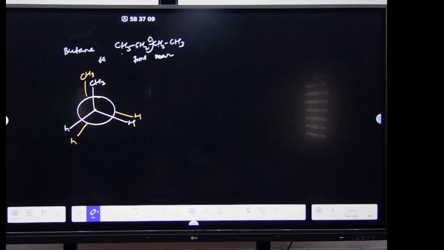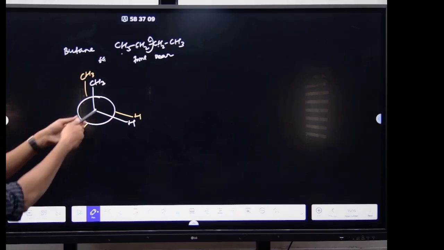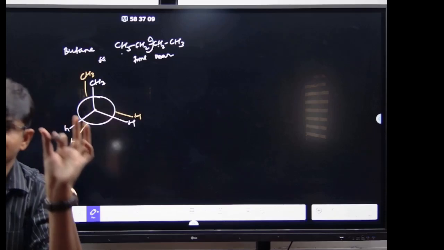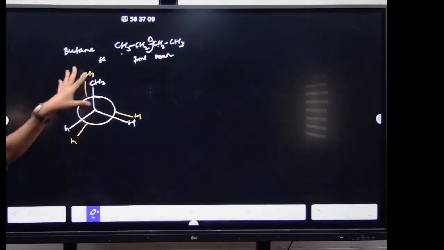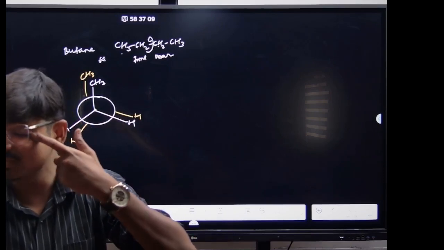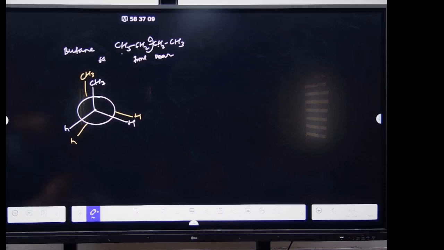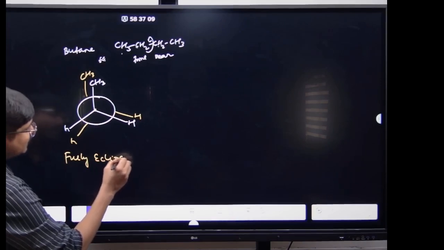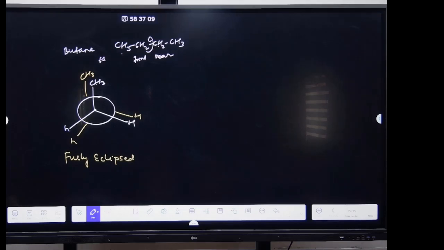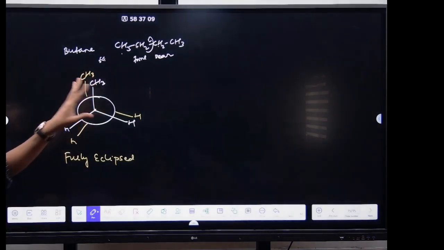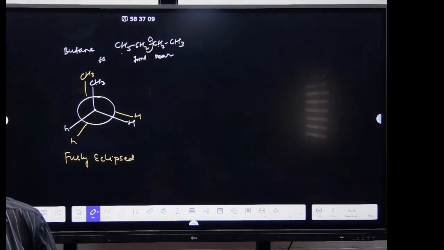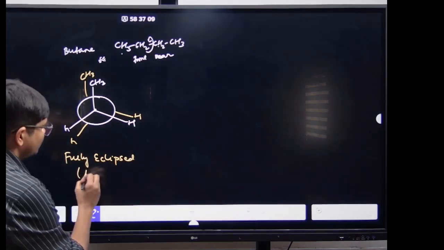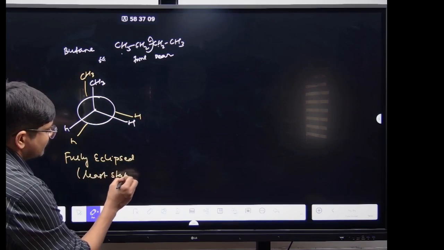Now see here, around this is the bond, right? This is the front carbon, this is the back carbon. This can rotate, right? Bond rotation is possible. If CH3 is just behind the CH3, this is known as the eclipsed conformation, right? This is the fully eclipsed one. Got it. So this will be the most unstable. Two big groups are just behind each other, so this will be the most unstable one, the least stable one. Got it.